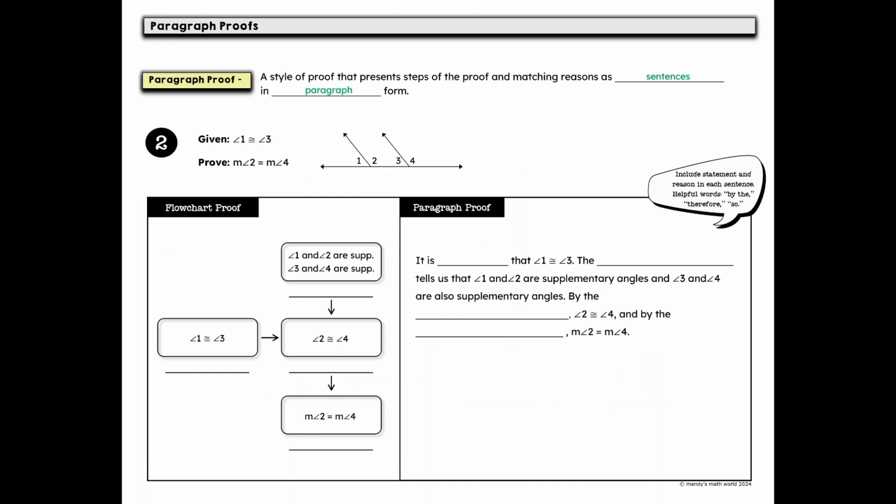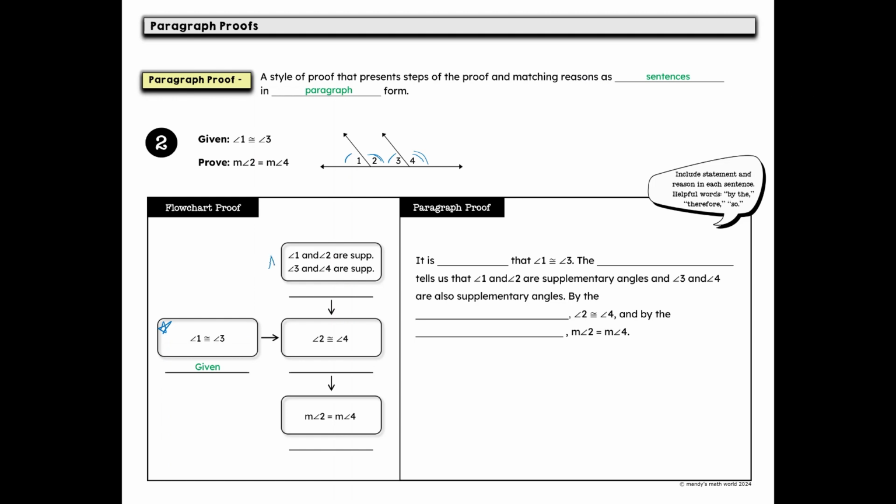Number 2, we are given that angle 1 is congruent to angle 3. That's what we're given. We're asked to prove that the measure of angle 2 is equal to the measure of angle 4. So again, we can't finish with the fact that they're congruent angles. We have to finish with the fact that their angle measures are equal. So let's look at this flowchart proof on the left over here. Right here, I have your first statement. Angle 1 is congruent to angle 3. What's our reason? Our reason is that's what we're given.